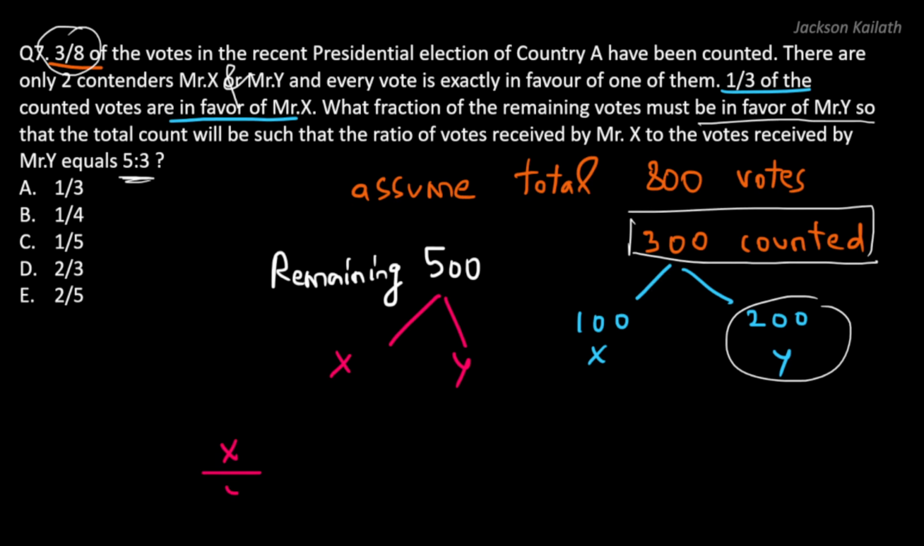Now the question is, how many must be in favor of Mr. Y so that the total count of the votes received by Mr. X to the votes received by Mr. Y, that is X by Y, should be equal to 5:3. And again remember, X plus Y will be equal to 800, which is the total, because it's mentioned that every vote is either in favor of Mr. X or in favor of Mr. Y. So this 800 has to be split into the ratio of 5:3, right? Again, that's easy because it's 800.